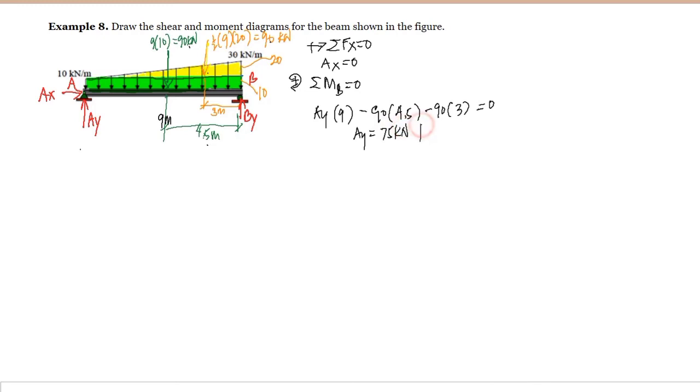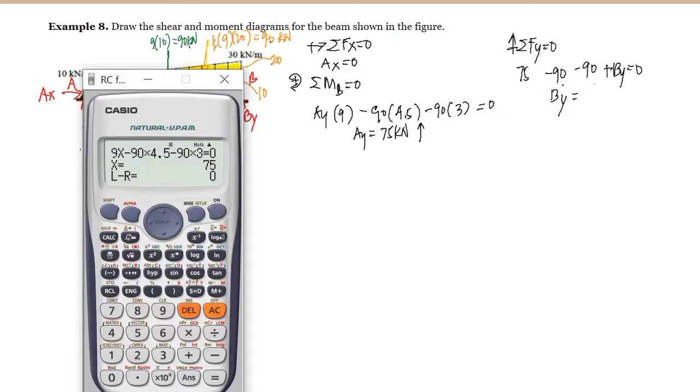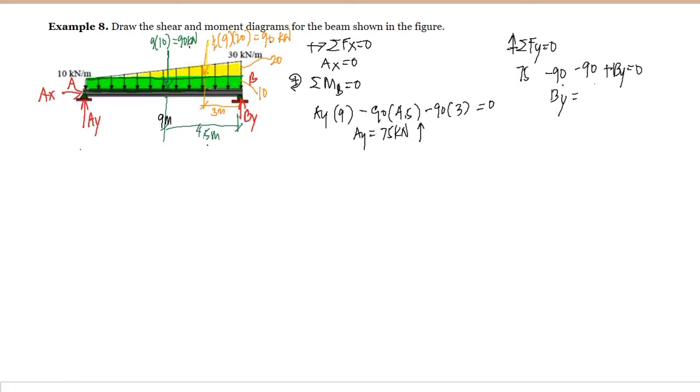Since it came out positive, meaning our assumption that AY is directed upward is correct. If we summate forces vertical equal to 0, taking the upward direction as positive, then we have AY, which is 75 kilonewton, minus 90, minus 90, these are the resultants of our loads, plus BY equal to 0. So BY is equal to 180 minus 75, and that is 105. So we have BY equal to 105 kilonewton.